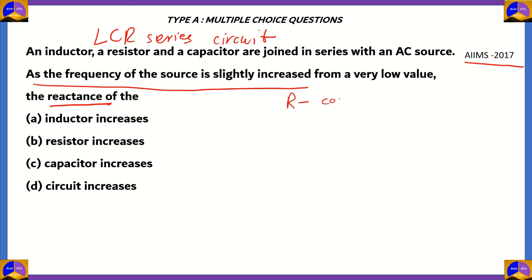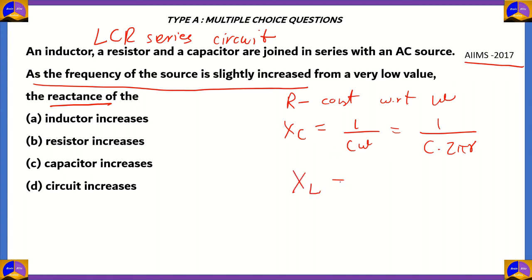R is constant with respect to omega, so R is not dependent on omega. When we look at Xc, or capacitive reactance, it is 1 by C omega. That means 1 by C times 2 pi nu, where nu is the frequency of the source. So you can see that Xc is inversely proportional to the frequency. So as the frequency increases, Xc decreases in whatever value it is.